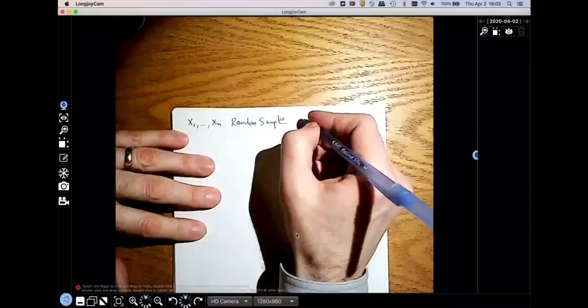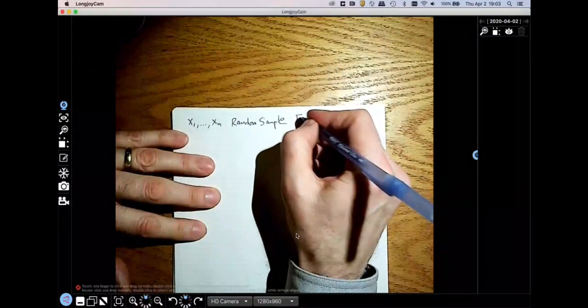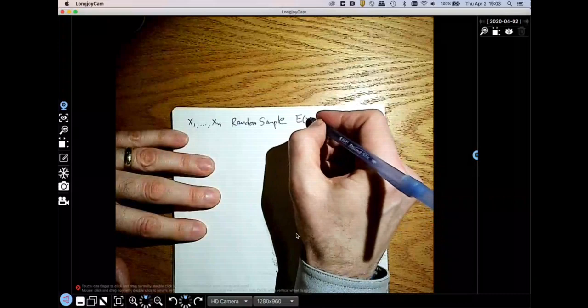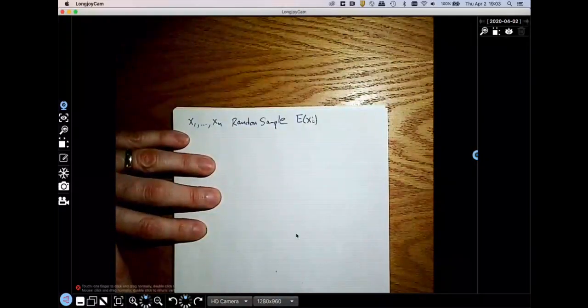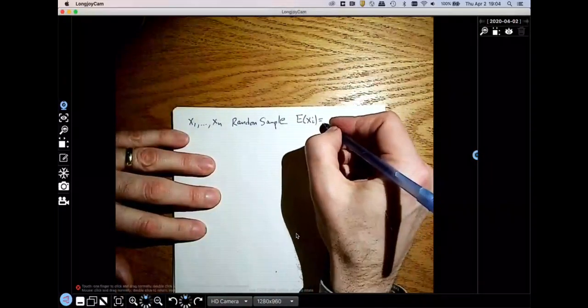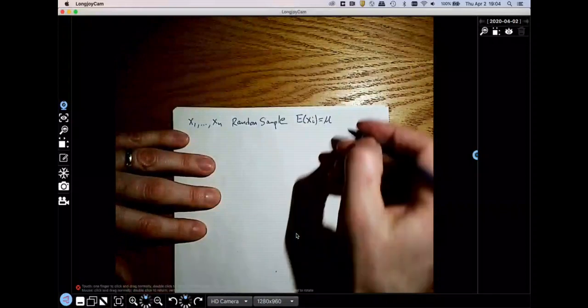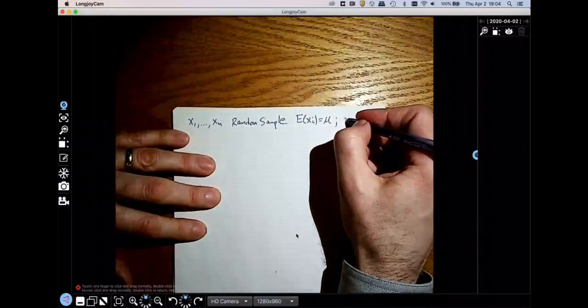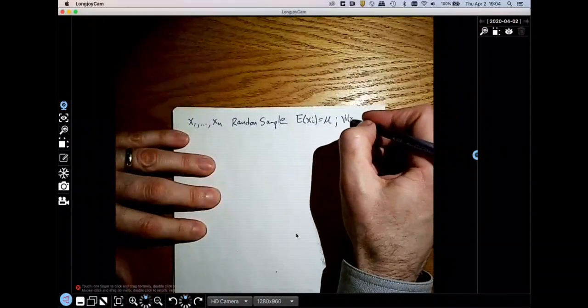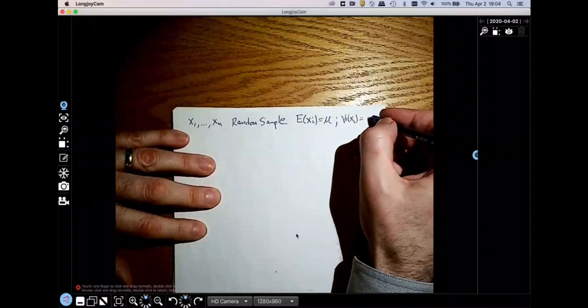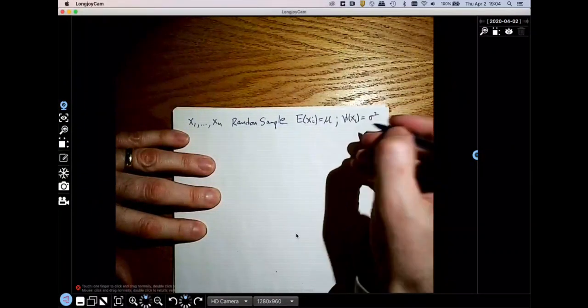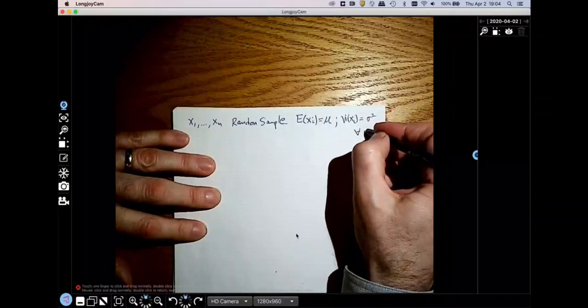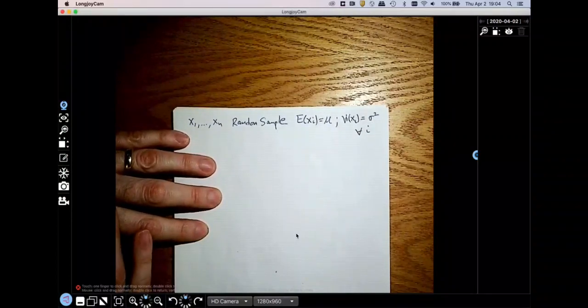And we've been told that the mean of each one of these x's, so let's just write E[x_i] as the mean, is some parameter mu. And the variance, so let's write this as the variance of x sub i is equal to sigma squared. And you can write for all i if you want.